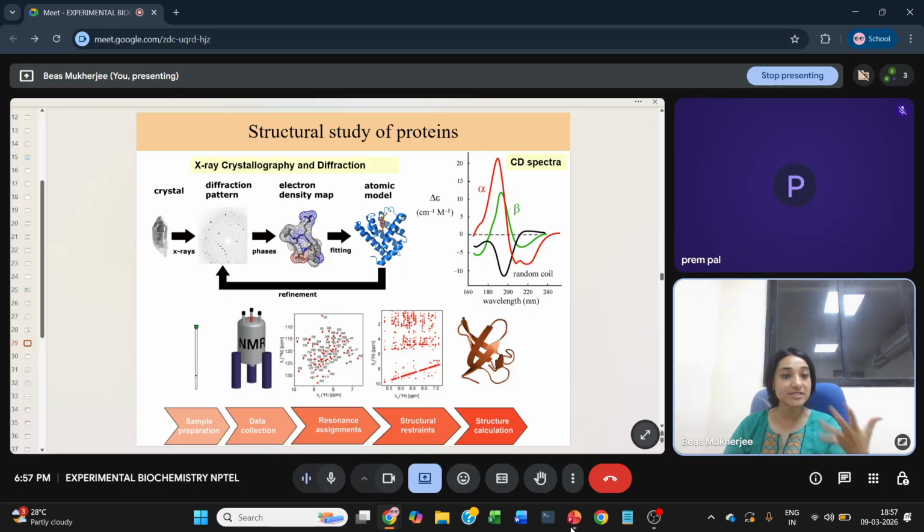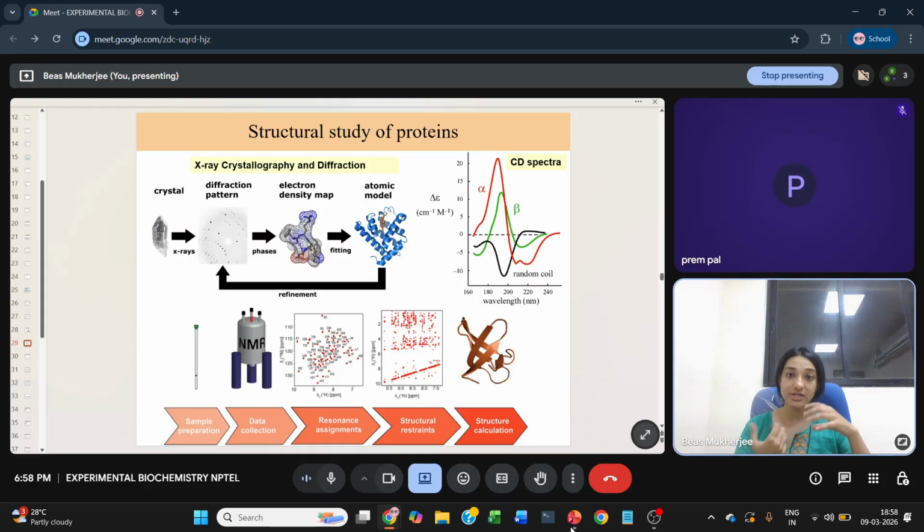Then this map is studied, and the amplitude is received, but the phases of the waves are not received, so something called phase correction is done. That is very extensive, very intensive work. And then the electron density map is used to construct and refine, to get the atomic model.